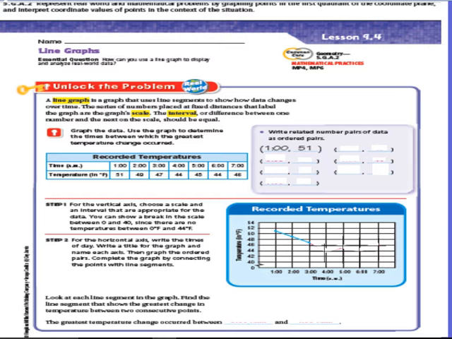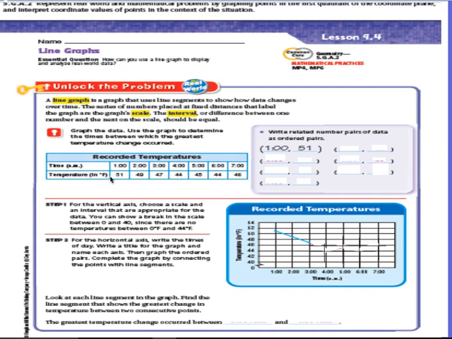Then turn to page 551 and unlock the problem. And right here, we just went over those definitions. So we want to graph the data, use a graph to determine the time between which the greatest temperature change occurred. Okay, your first step is to write related number pairs of data as ordered pairs.